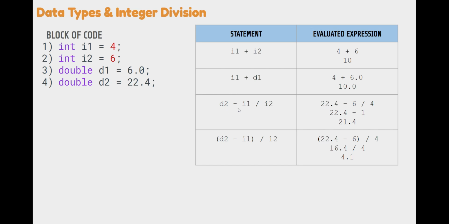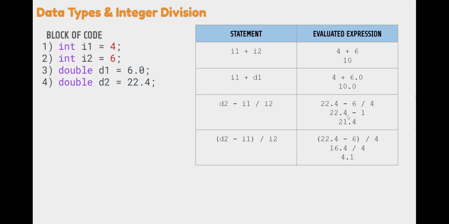The third one, we have D2 minus I1 divided by I2. So D2 is 22.4 minus I1 is 6 divided by I2 is 4. The first thing that's going to happen in this statement is the division. We're going to have 6 divided by 4. 4 goes into 6 one time, and then there are some decimals afterwards, which I think is 1.5. Don't quote me on that. It doesn't matter because we did an integer divided by an integer. It's going to give us only the integer part of that answer, which is 1.